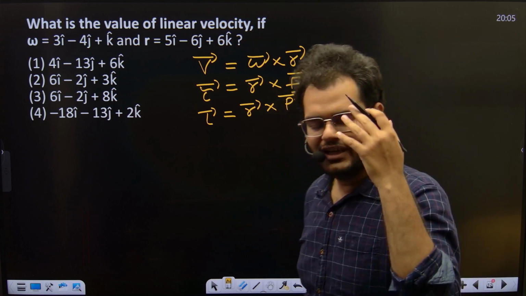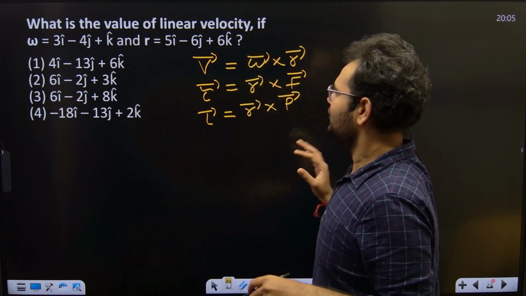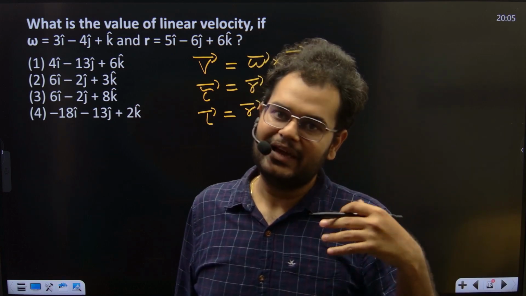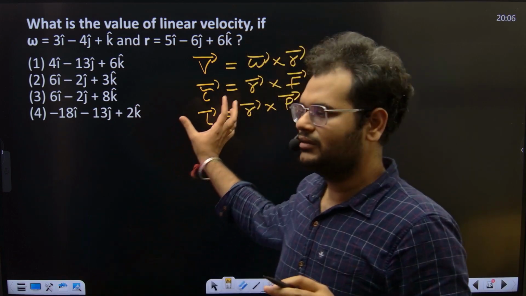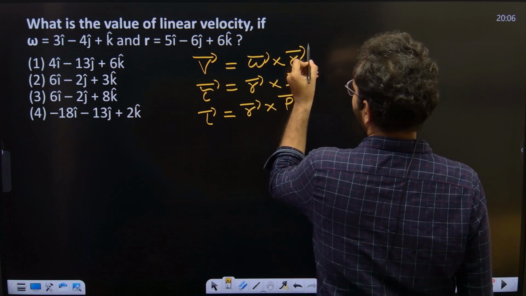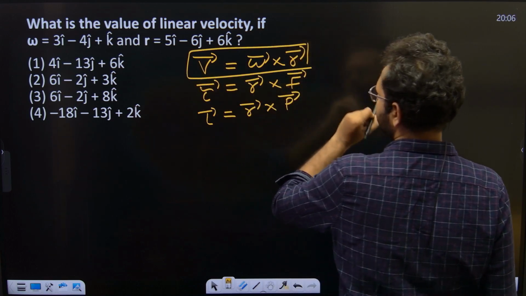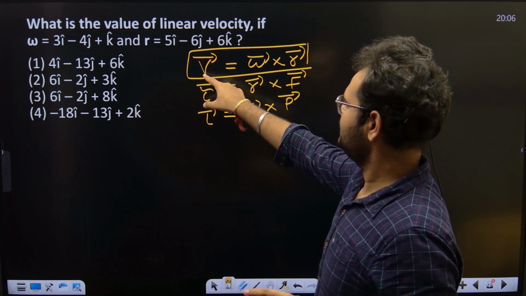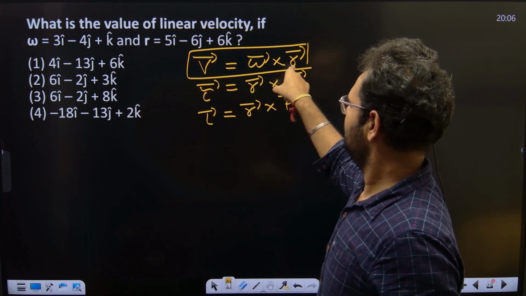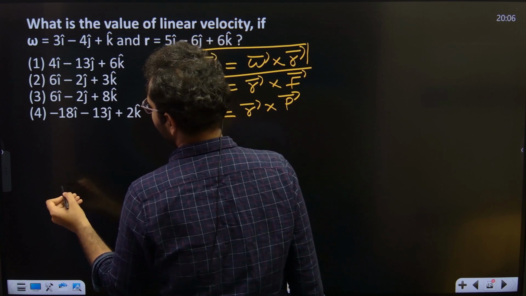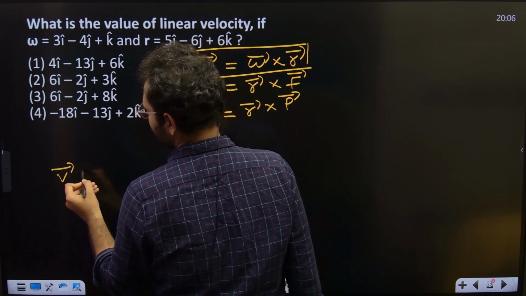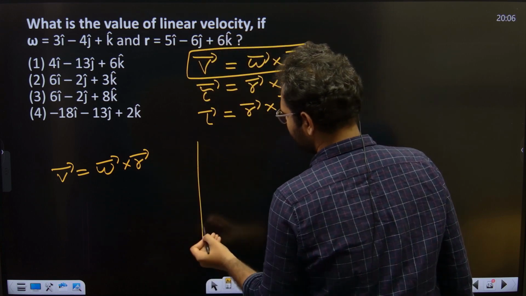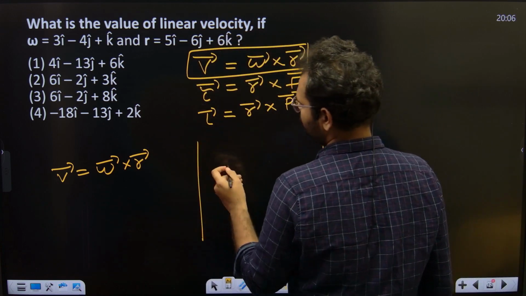In 11th and 12th we are going to learn so many formulas, but you need not learn them now, because when rotational, circular or magnetism topics are taught, then you will remember this formula. For now, our task is with this formula. They are simply asking what is the value of linear velocity. This is linear velocity, this is angular velocity, and this is position vector. So simply I will write v vector is equal to omega cross r. Simply we have to fill the determinant. So let us solve quickly.